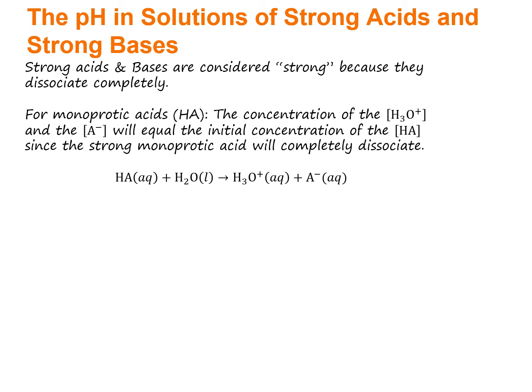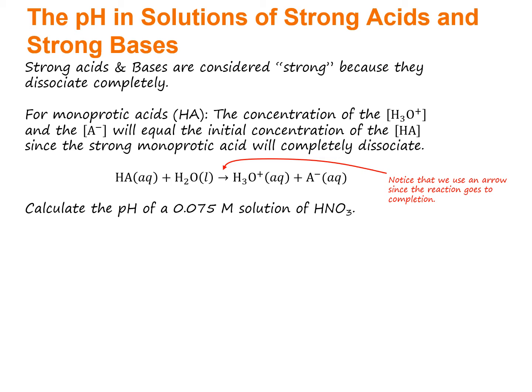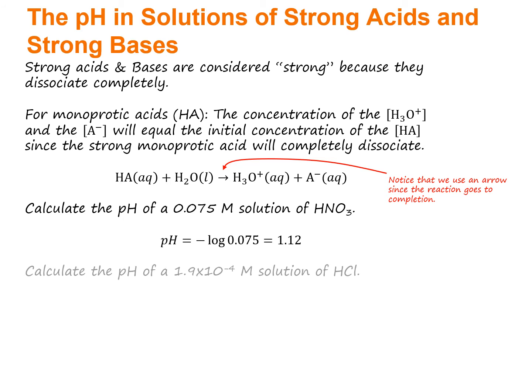So this is the reaction, and notice that we have an arrow instead of an equilibrium arrow because this reaction is going to completion. We can treat it like we did reactions in the first semester of the class. So if I said calculate the pH of a 0.075 molar solution of nitric acid, HNO3, then since we know that it's also going to yield a concentration of 0.075 molar for the hydronium ion concentration, we can just plug that in and say pH equals minus log of 0.075, 2 sig figs there, 2 sig figs after the decimal, so we end up with 1.12.